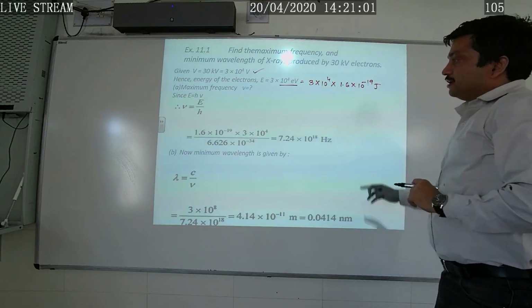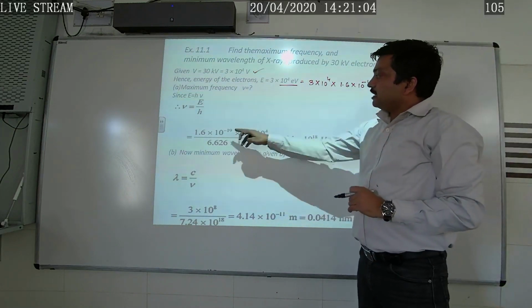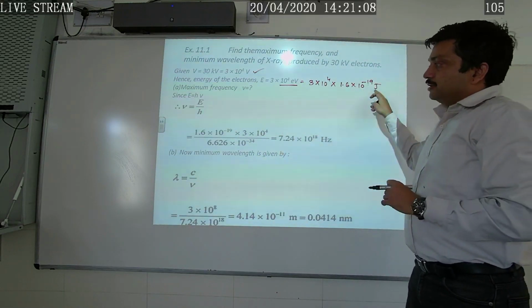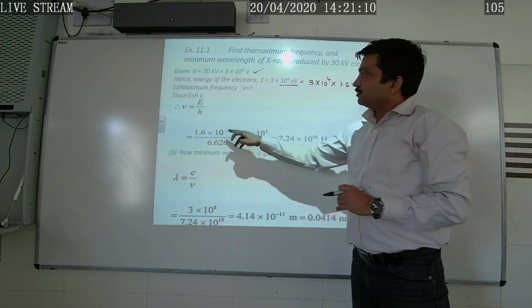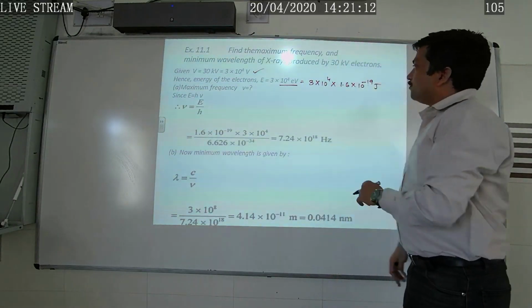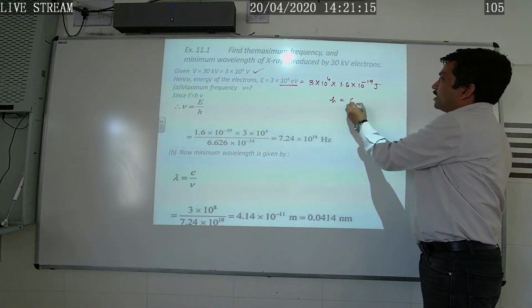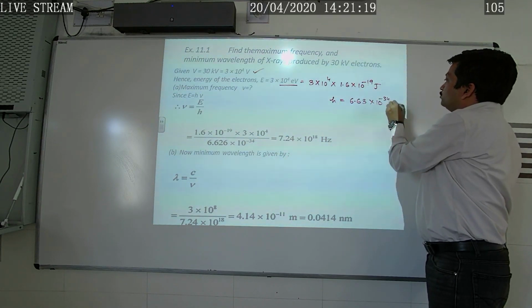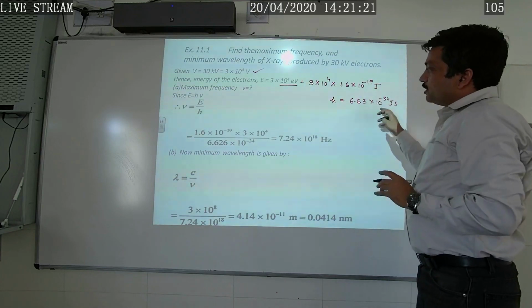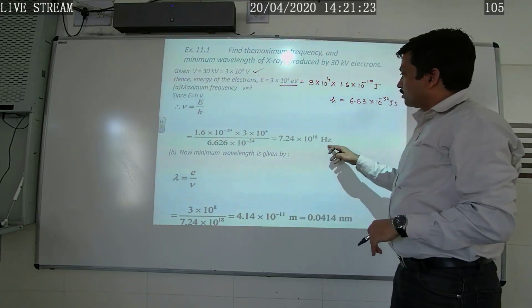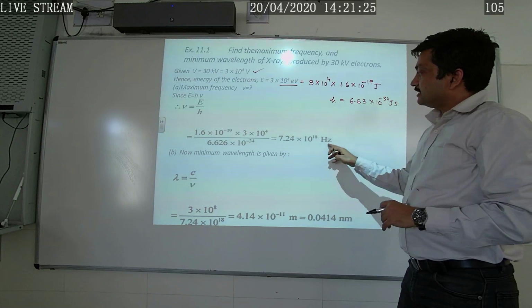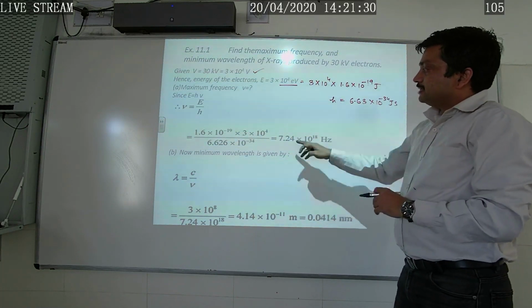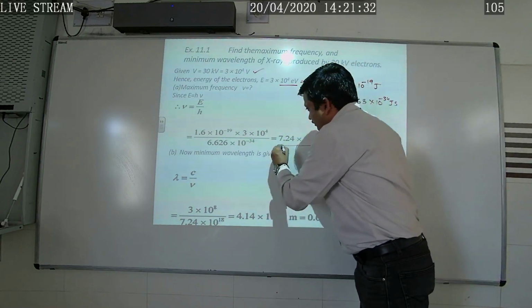In this way, we find the value of E, put in the form of joules. And as we know, the value of Planck's constant is 6.6 into 10 to the power minus 34 joule second. So the joule and joule cancel out, and we get the unit of frequency, that is hertz. After dividing, we get the value of the frequency. So this is our required answer.